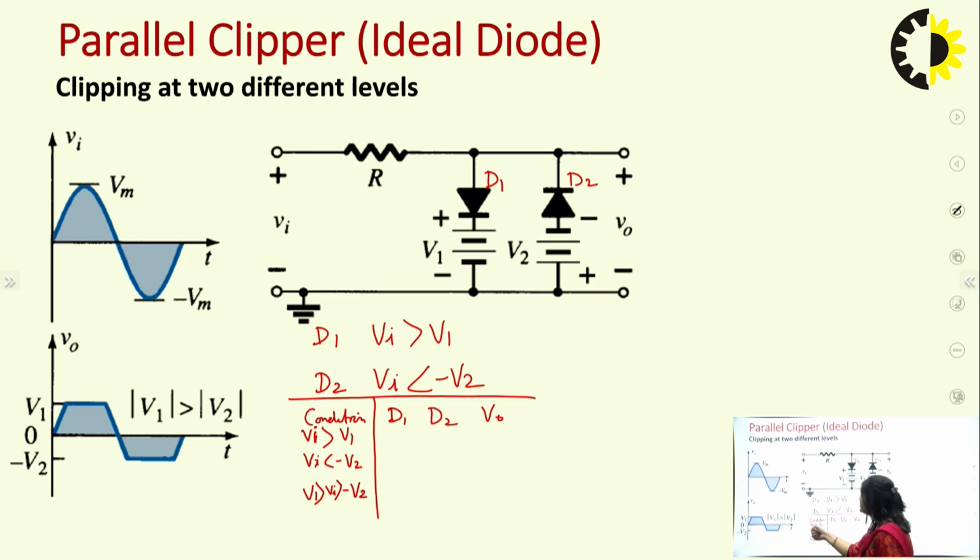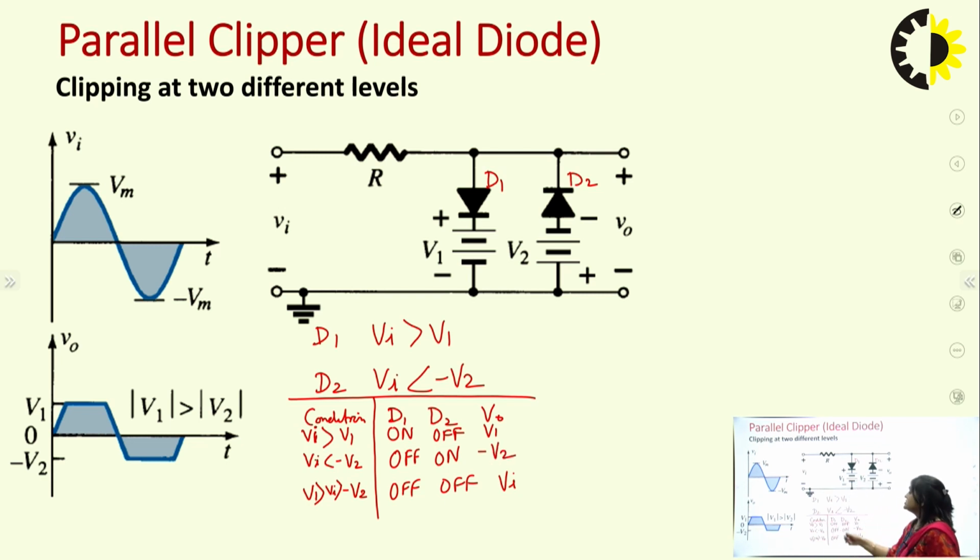So for the condition Vi greater than V1, we can see our diode D1 is on and diode D2 is off. For Vi less than minus V2, diode D2 is on and D1 is off. And for the middle condition both diodes are off. So here the output will follow Vi, and when D1 is on it would be plus V1, and when D2 is on it would be minus V2. Okay, so these are the conditions and these are the outputs that we have obtained.